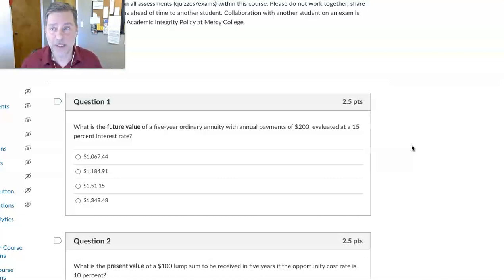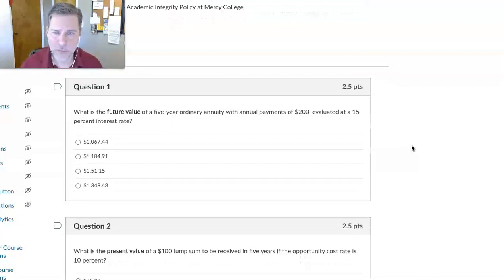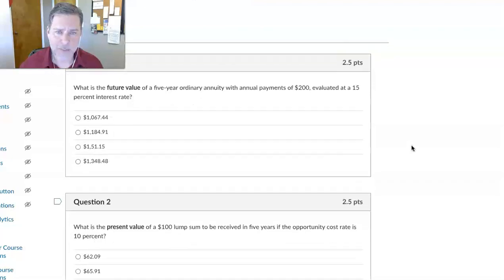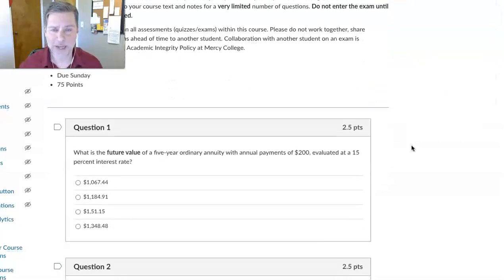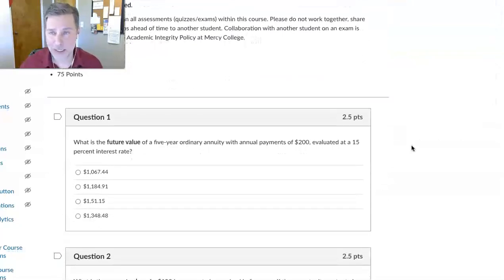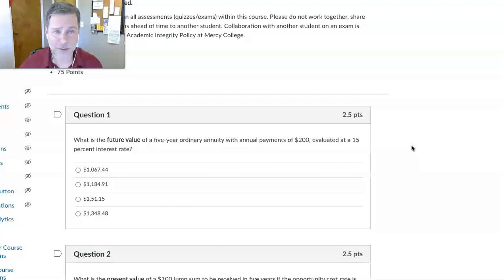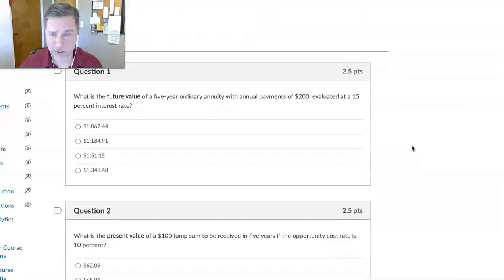What I would recommend is, before you go into this, have your calculators, the calculators that we've introduced, have those tabs open and ready to go. In this case, you're doing a future value question, so you can have your future value calculator ready to go. You can see here the ordinary annuity with payments and a 15% interest rate. That is a plug and go. Do not do that longhand. I would just have your calculator and knock that out and you'll get that question done.